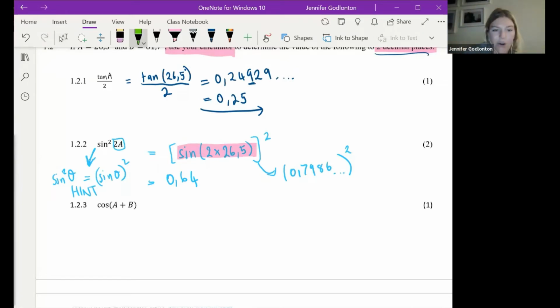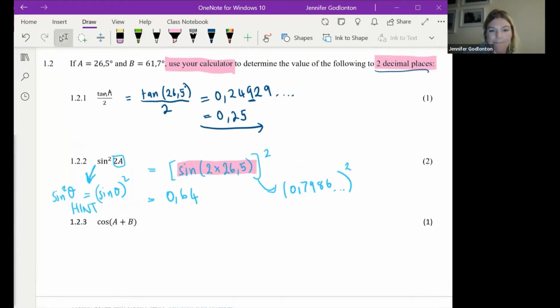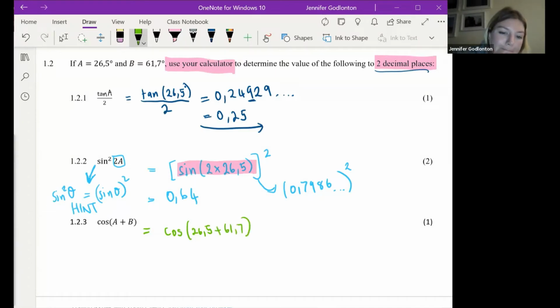Okay, last one shouldn't be too nasty. Give it your best go. Cos A plus B. Shouldn't be too nasty. You're just substituting in numbers. And I want it to 2 decimal places. So in your calculator, you should have cos 26,5 plus 61,7. And then equals. And you should get 0,03. So big well done to everyone who got that. Yes, 0 is a digit.